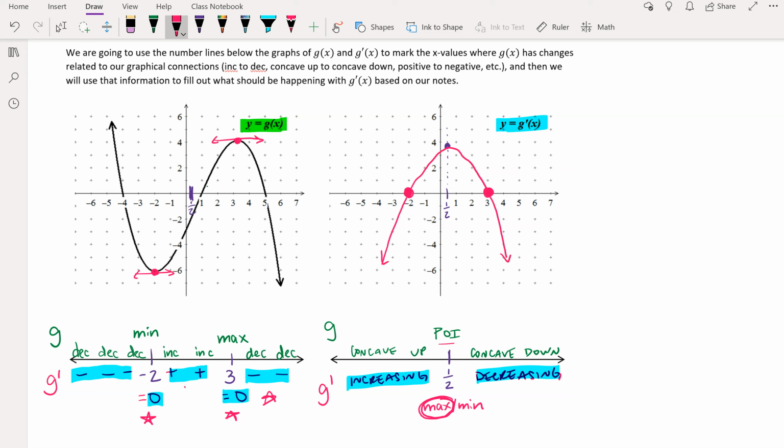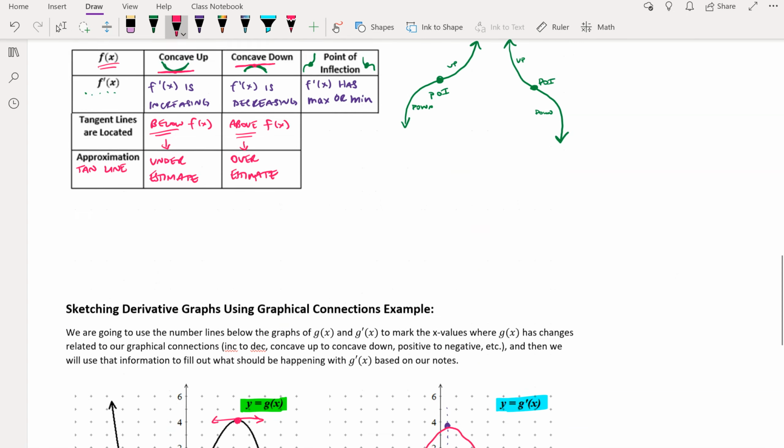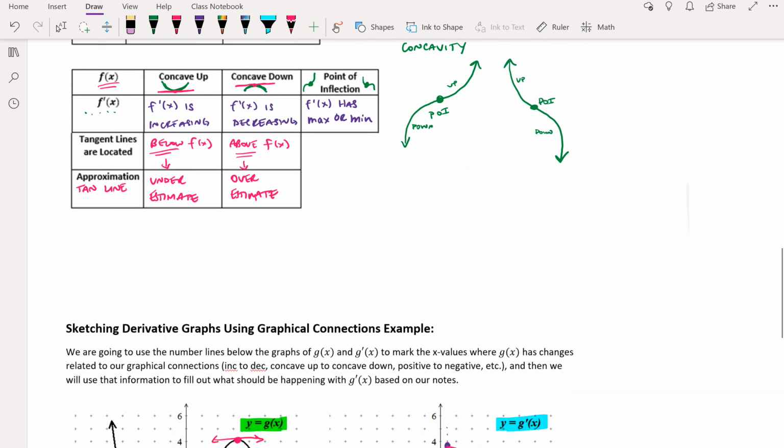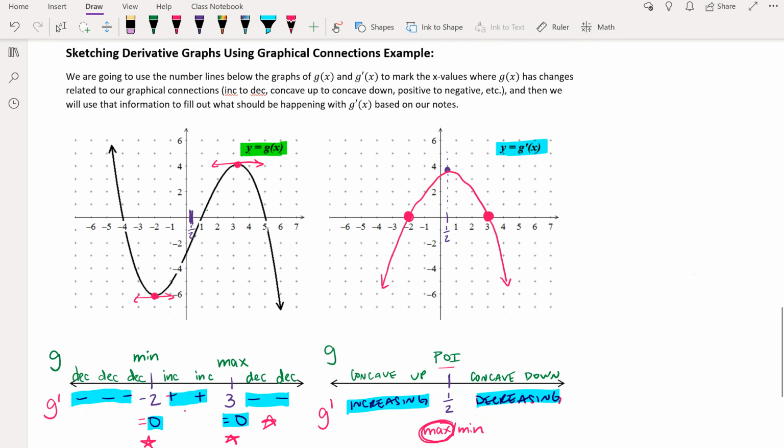Now, I don't know what you think if you think it's faster than graphing the individual slopes, but we've definitely got to get to a point where we can graph the derivative just like this using our graphical connections. And we also need to know all of these connections so that we can describe things for the AP exam FRQs. So it's very important to know all of these graphical connections, make sure that you have them in your notes, and it's important to be able to sketch a derivative graph using those connections.